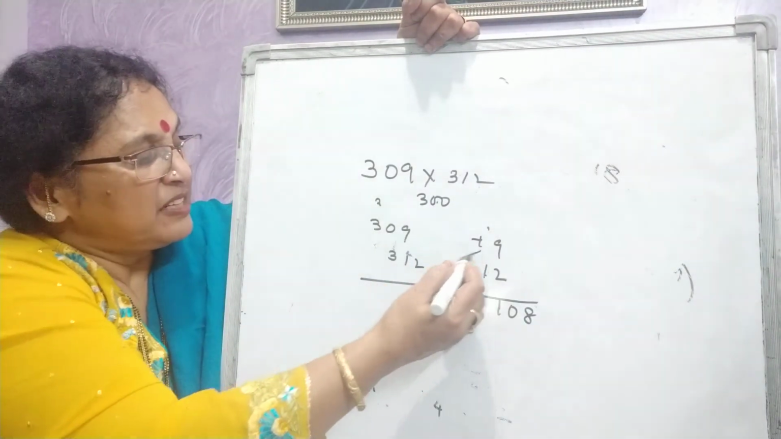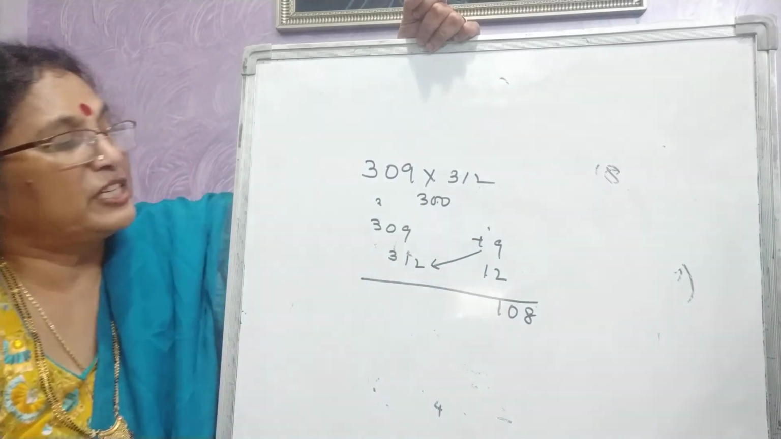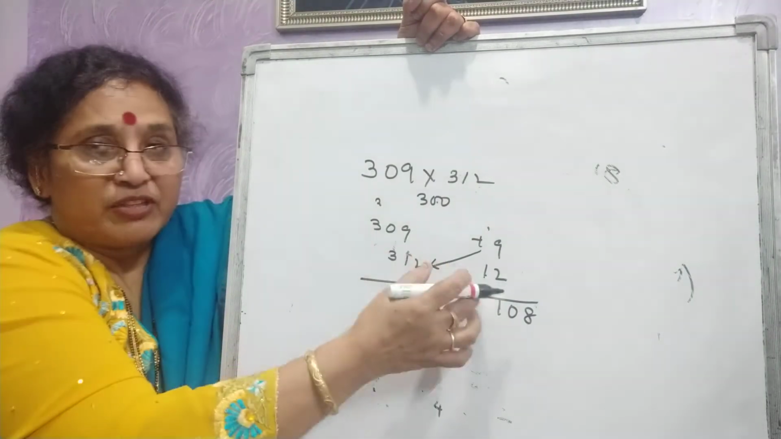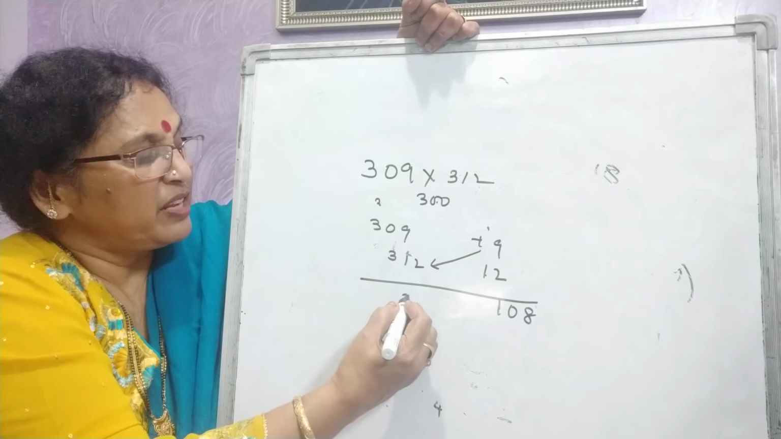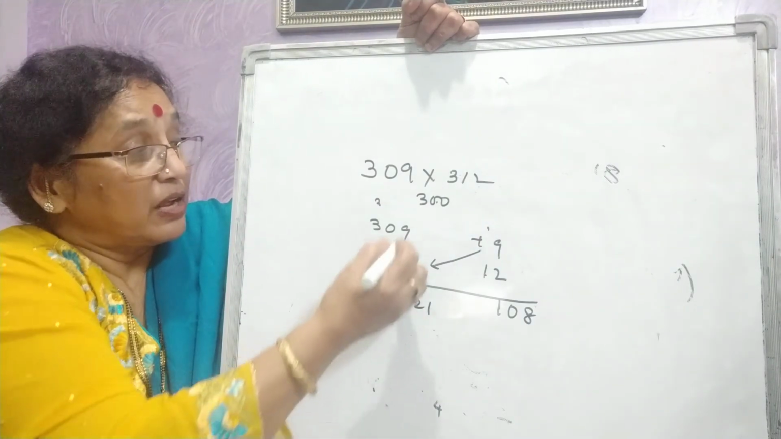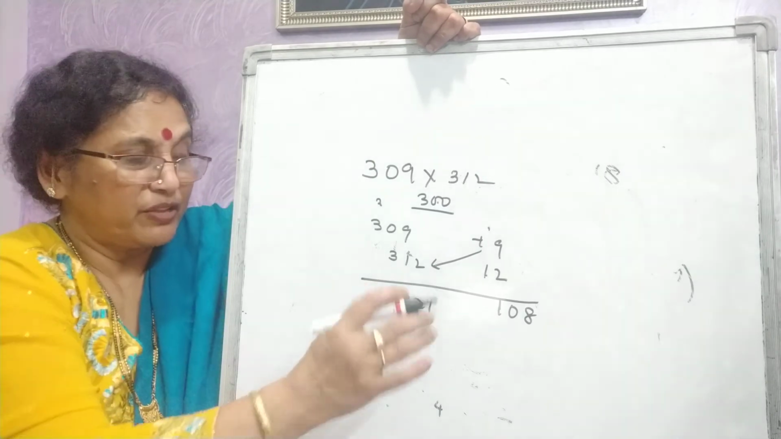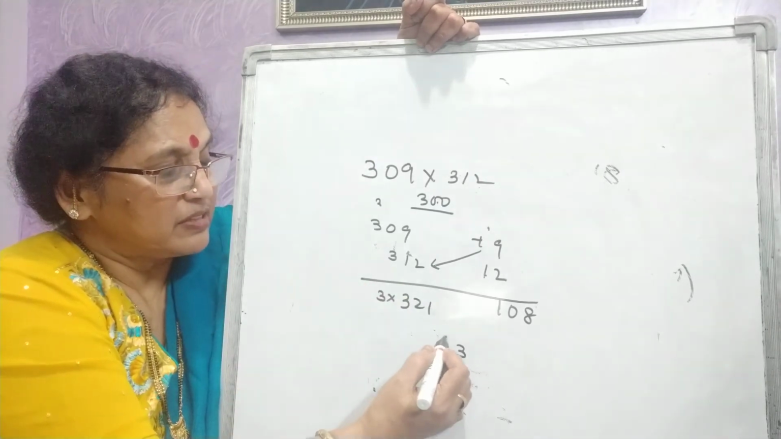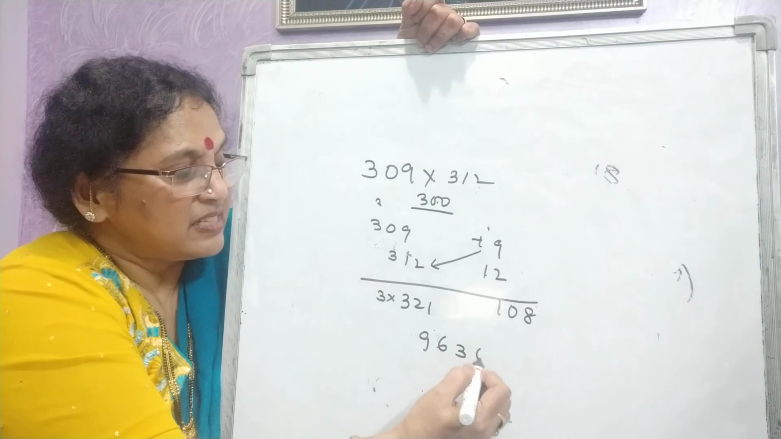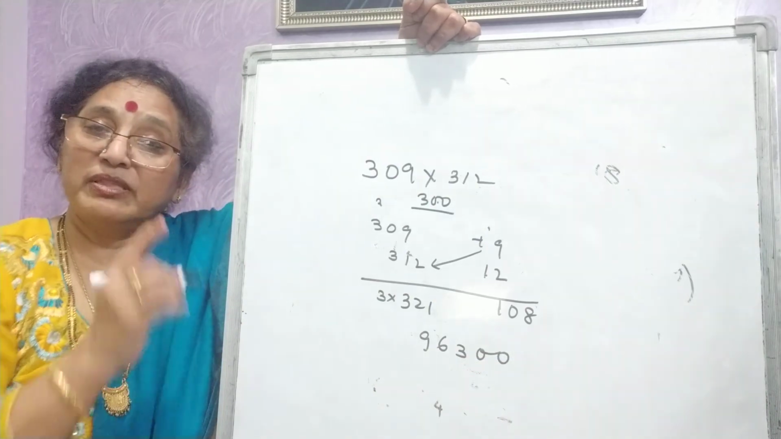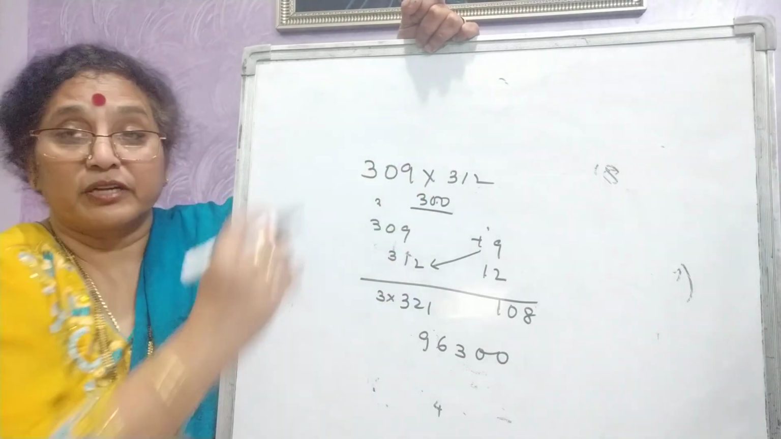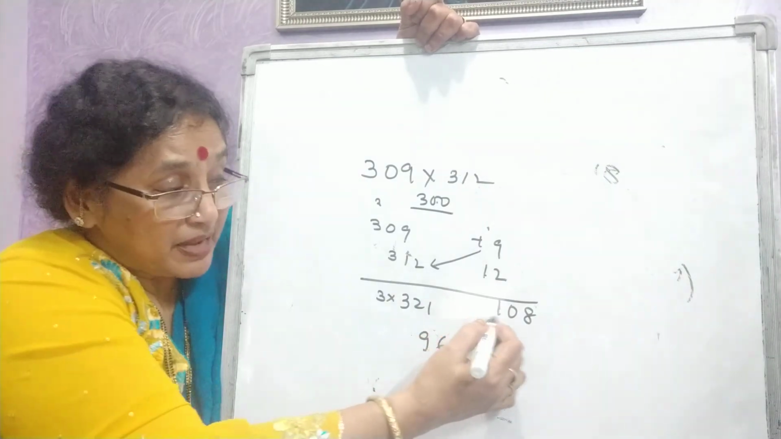So add these two or add these two is 321. One of them, not both. So you are getting 321. And the base number is 300. So multiply this with 3 first before you do anything. That means 3 ones are 3, 3 twos are 9, 96300. I told you that many hundreds in the product. Okay, and then plus 108.